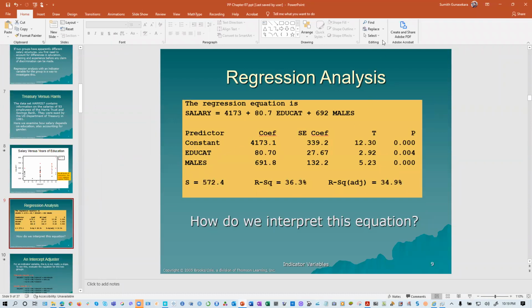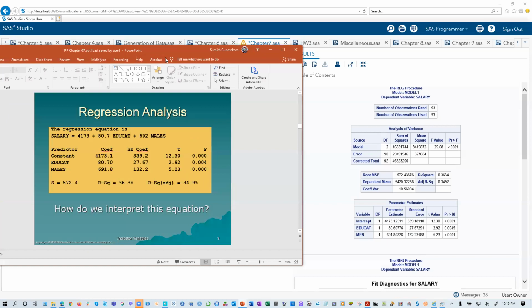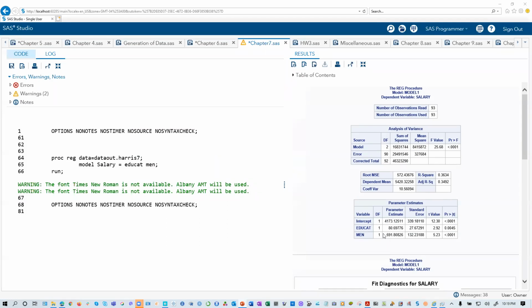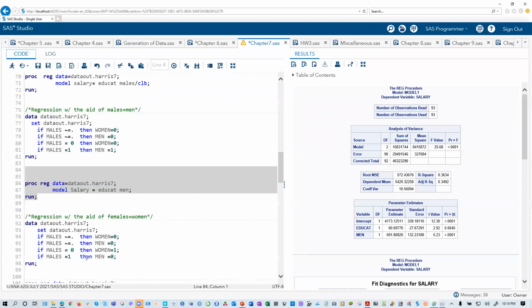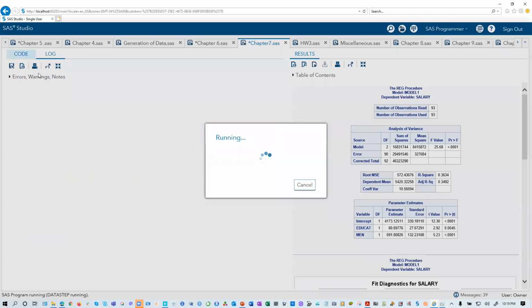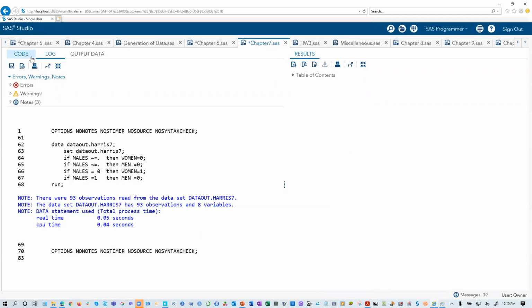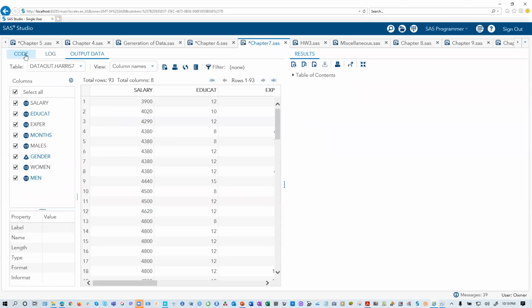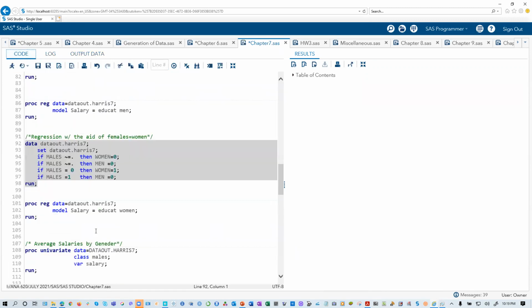4173, 80. Doesn't matter. You use the male, so 80, 70, 691, 8, 7. Then let's go and do the other way around. I'd like to express my categorical variable in one of the levels in the male variable, which is women. Okay, so let's run this.